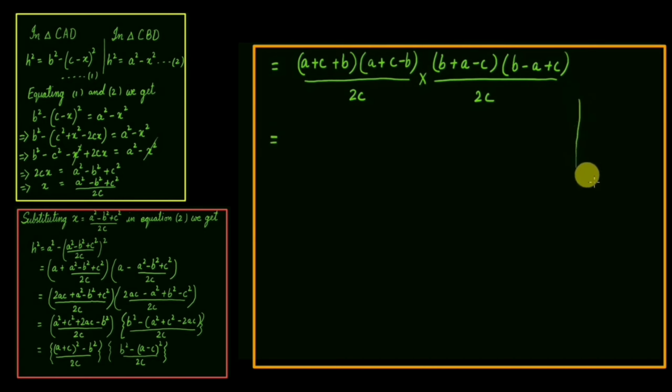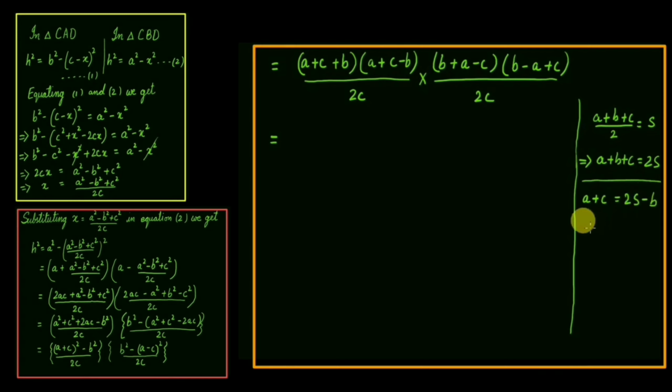So now let us take the semi-perimeter of the triangle to be s. So we can write (a plus b plus c) by 2 is equal to s. So here we can write a plus b plus c as 2s. So from this equation we can write the sum of any two sides as equal to 2s minus the third side. So a plus c can be written as 2s minus b, and a plus b can be written as 2s minus the third side, which is c.